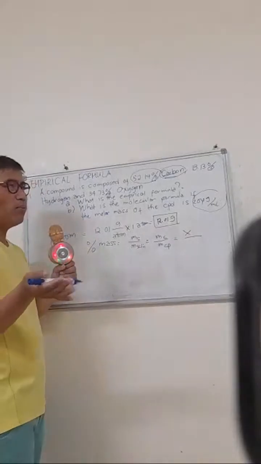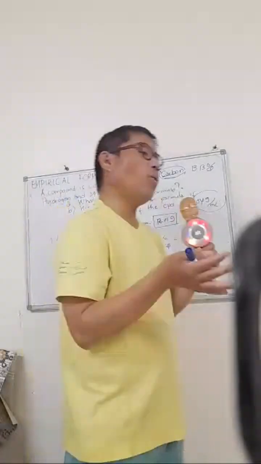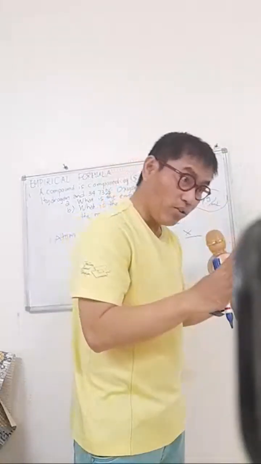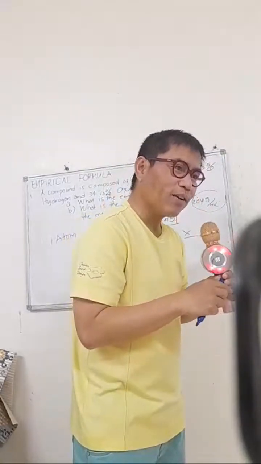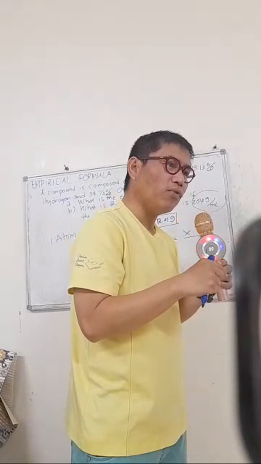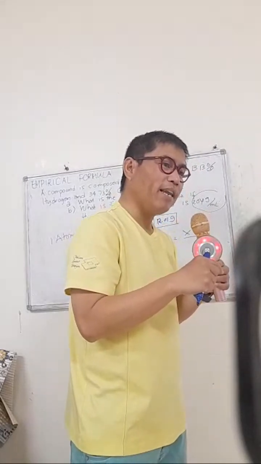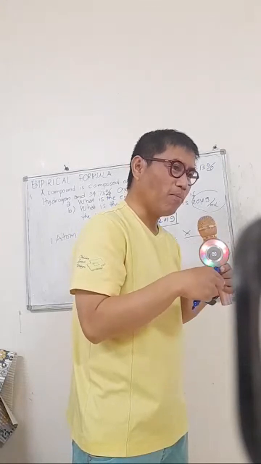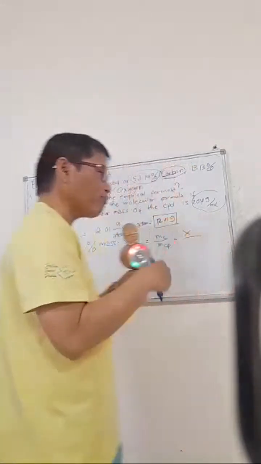What did I tell you in my last session three days ago? If the total solution or the mass of the compound, you understand compound, right? A compound is composed of two or more elements chemically bonded together. That's the definition of compound. You get the point? Okay.